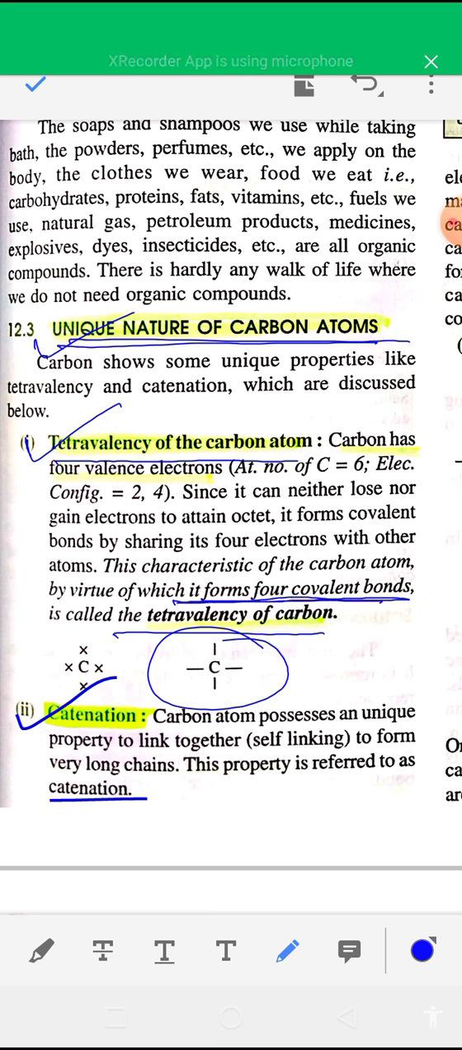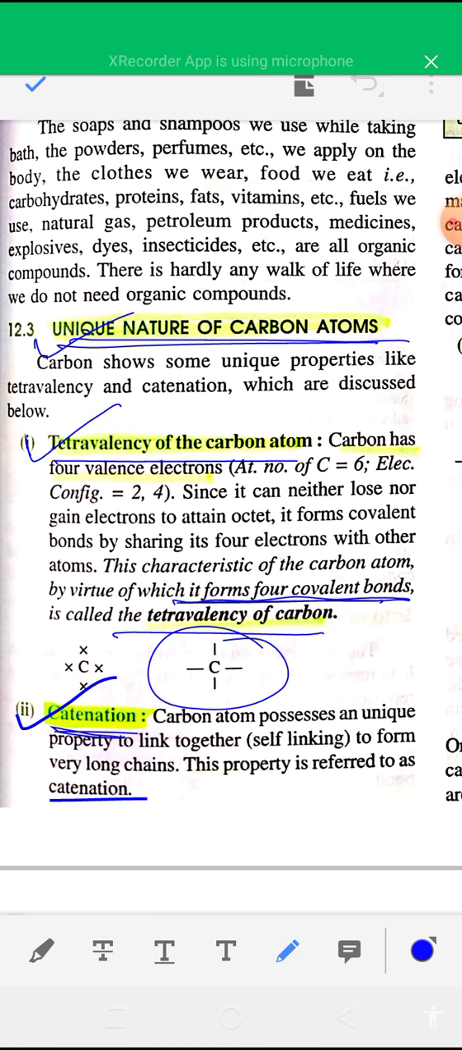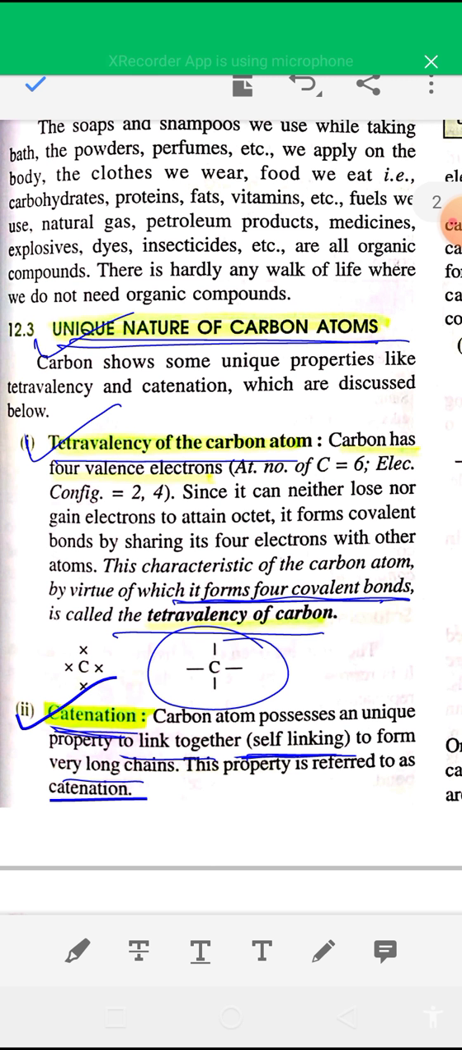The second important characteristic of carbon is the catenation property. Catenation means self-linking. A carbon atom possesses a unique property to link together, that is, self-link, to form very long chains, branched chains, and ring compounds. This property of carbon is known as the catenation property, the self-linking property of carbon. Due to this property, carbon can form long chains.